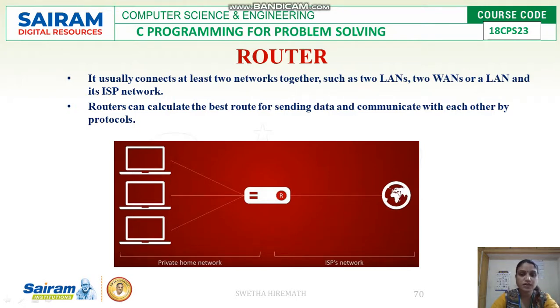Then the router. This router usually connects at least two networks together. You can see here in the diagram, private home networks will be connected together with the help of routers, such as two LANs or two WANs or a LAN and ISP networks. Everything can be connected over routers. Routers can calculate the best route for sending the data and communicate with each other by protocols. Based on whatever protocol and communication type is available, it will calculate the best route, the smallest possible route, and send the data.